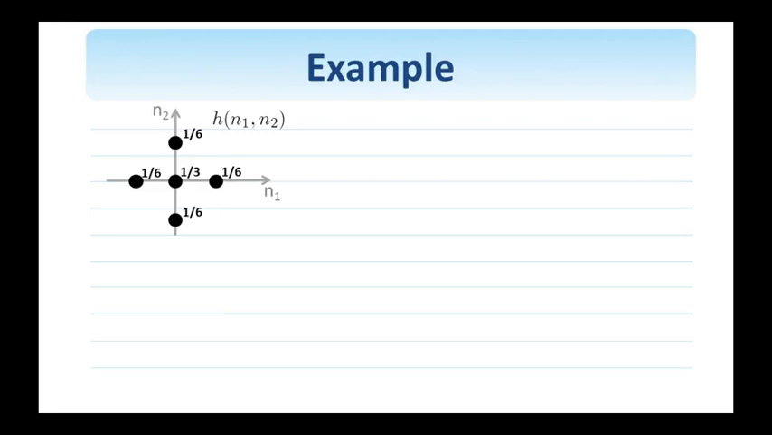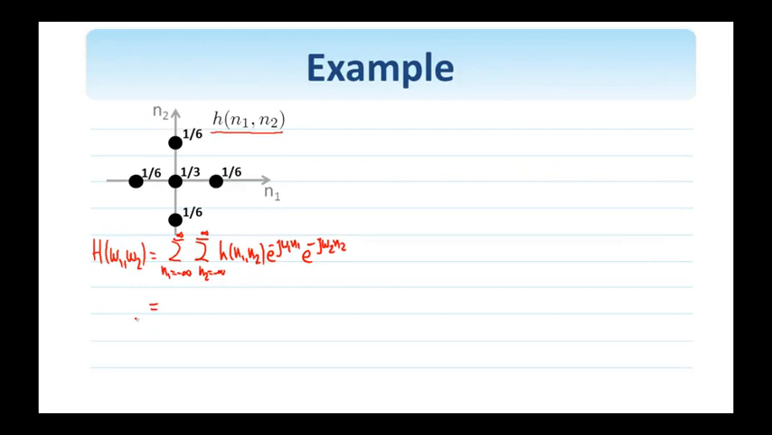Let us consider a simple example. We are given a system with the impulse response depicted here, and we want to find the frequency response of this system. So we apply the definition of the Fourier transform, and the frequency response is equal to this double summation of h of n1, n2 e to the minus j omega 1 n1 e to the minus j omega 2 n2. Now for the given impulse response, we see that we have only 5 samples.